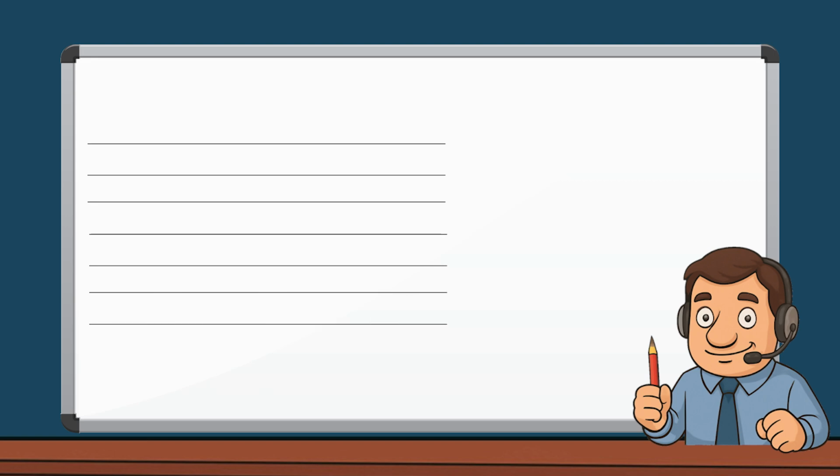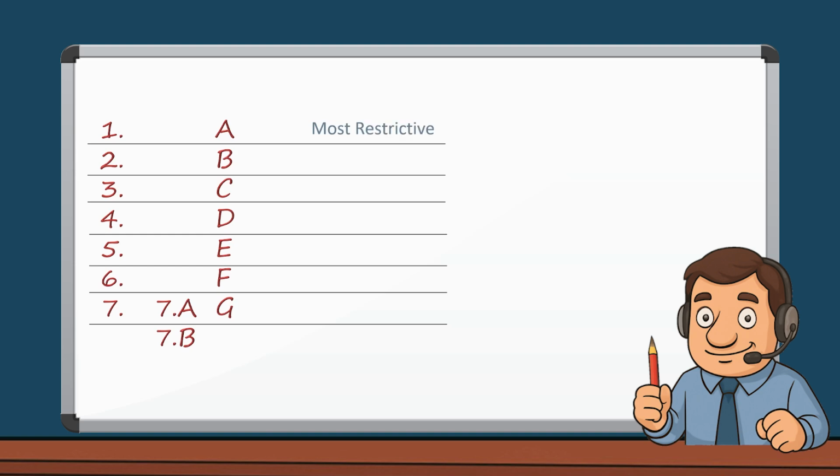There are a total of 7 airspace classes, with the 7th split into 2. But more on that later. They are organized from airspace class Alpha to airspace class Golf, and it depends on how restrictive they are, with class Alpha being the most restrictive and class Golf being the least restrictive.